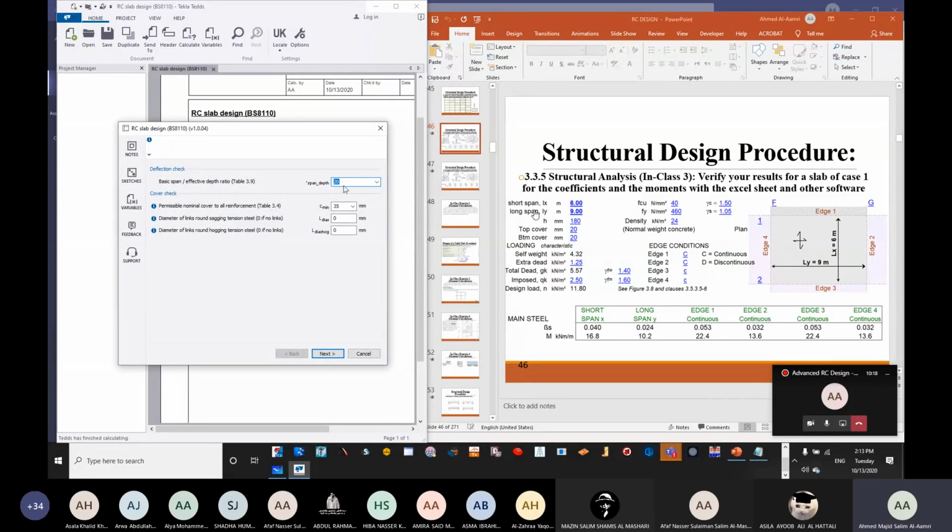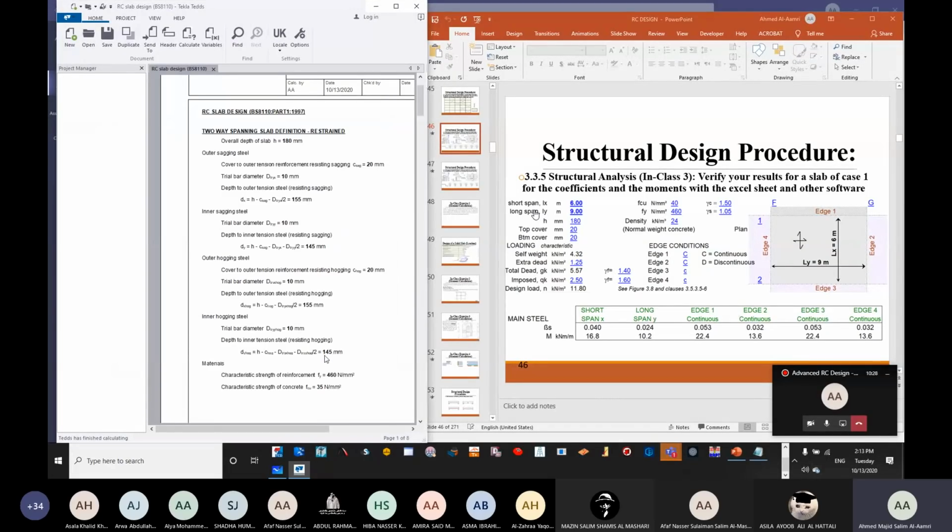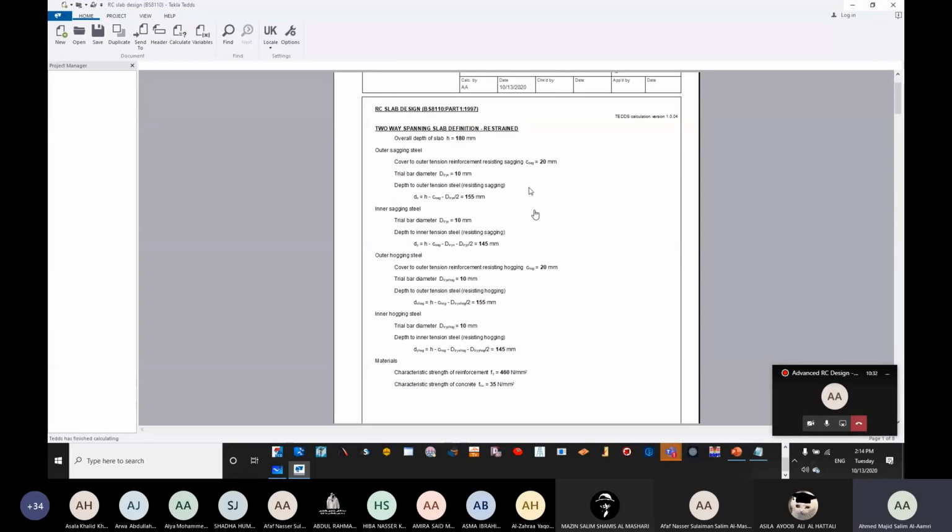So basic span by effective depth ratio, this is going to be 26, and we'll learn why it's 26. Cover is permissible, nominal cover is 35, that's fine. Next. Now you can see, according to whatever I have input, it was calculated. I have overall depth, I have dx.